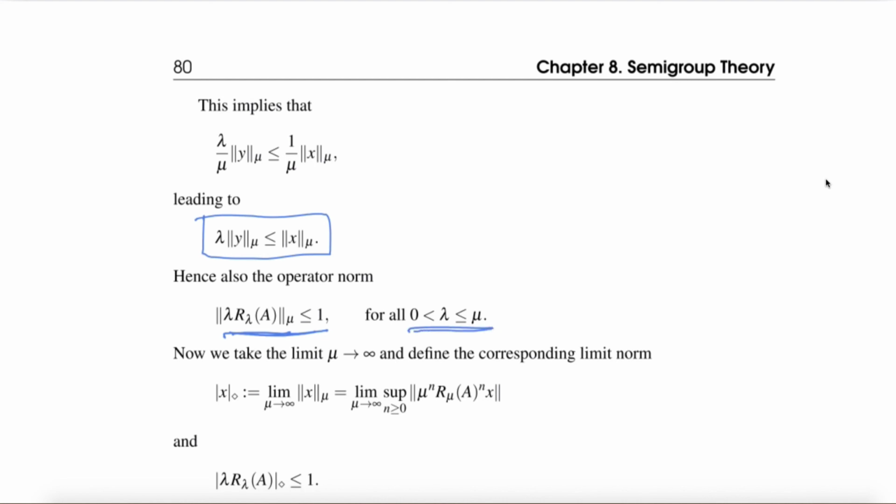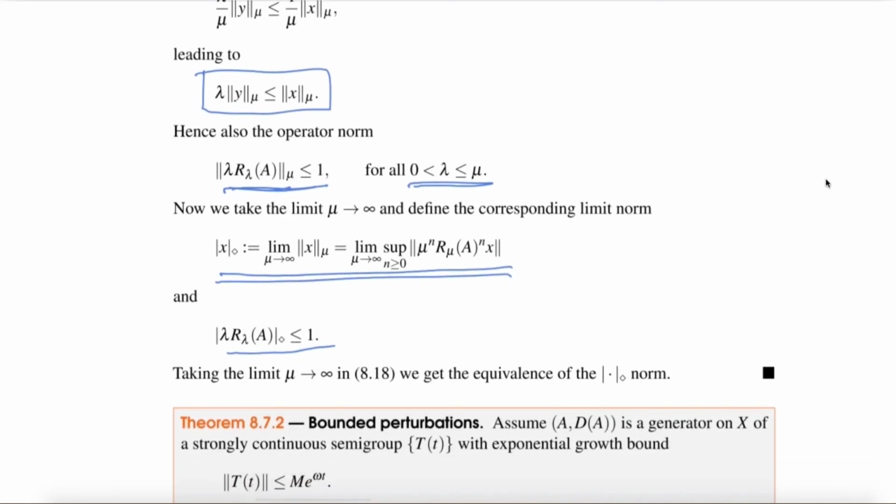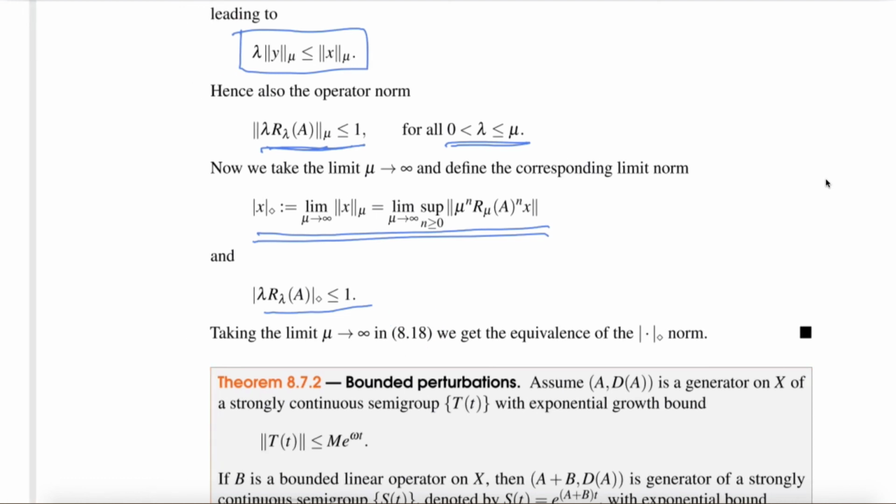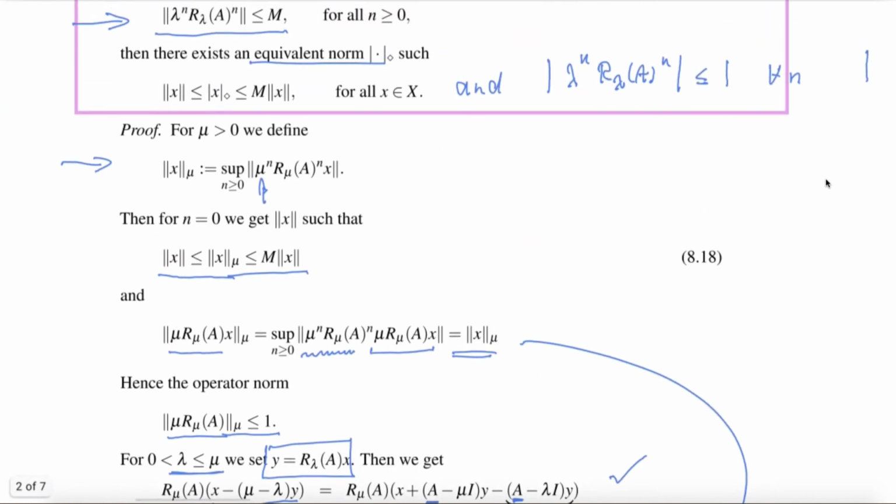So this basically means all the lambda R_lambda or mu R_mu are bounded by 1, and we can pass to the limit. So this is what we do here, and that's how we define the diamond norm. And so then we have in the diamond norm lambda R_lambda A is bounded by 1. So then we can take the limit in 8.18 and we get equivalence. So how does this go? Where is 8.18? This one here. All right.